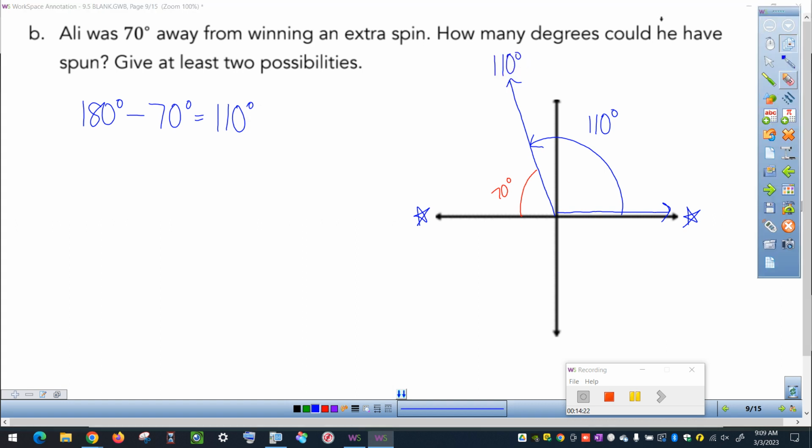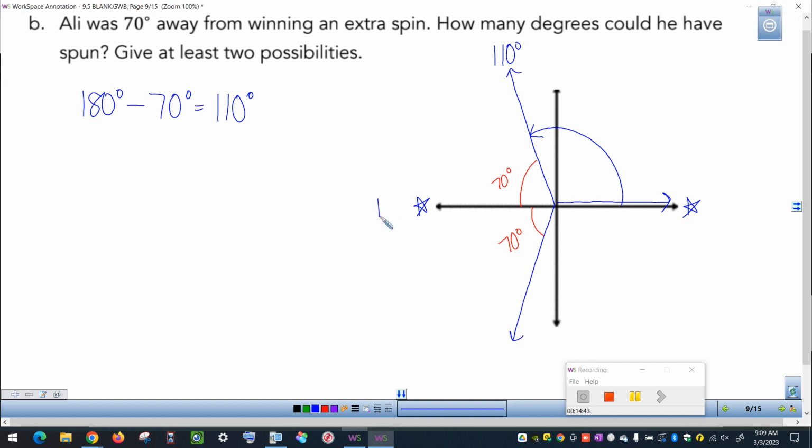I'm going to label that up here in that second quadrant. If he was only 70 degrees away from an extra spin, maybe he spun a little bit too far. So maybe the terminal side is down here. That's another possibility, that he could be 70 degrees away. If we think about the label down here, this would be like starting at 180, and then we add 70 to that to get down here below. This is going to be an angle measure of 250. So it could have been that he spun 110. It could have been that he spun 250.